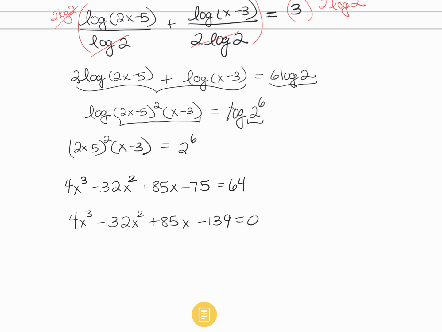Now what I would probably do at this point is I would plot my function. I would put it into y1 in my graphing calculator, and I would look for where it crosses 0. So let's take a look. So I can tell that my graph is crossing approximately 5, and if I use my calculator, I get x equals 5.198.